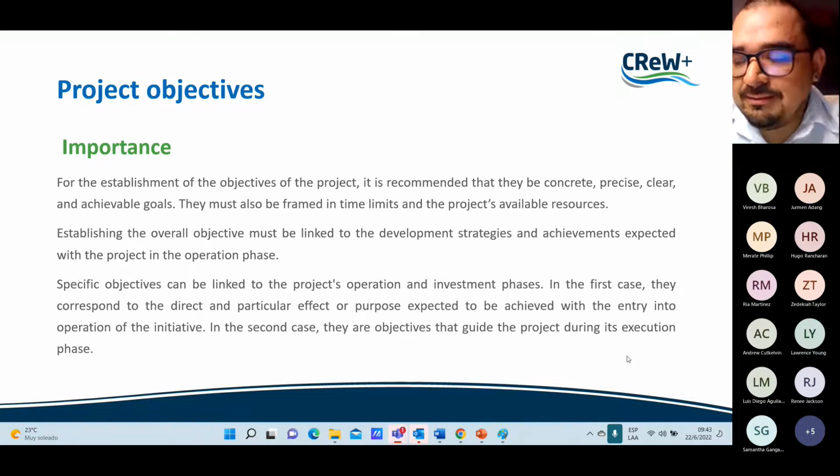In the case of this exercise and the lessons, we are only going to focus mainly on the objectives of operations, not in the investment phase, because in the investment phase, we need to do before the objective also have the technical study. So it's like another phase.